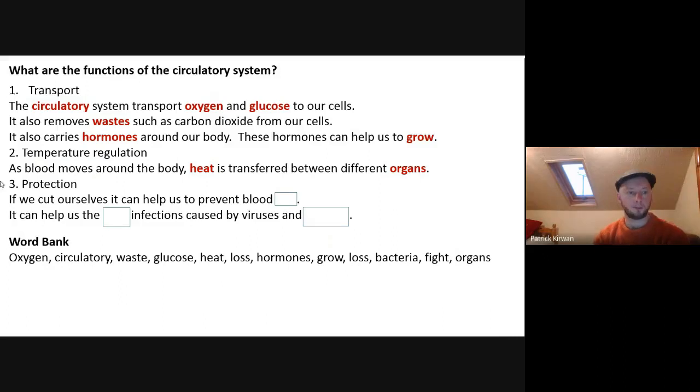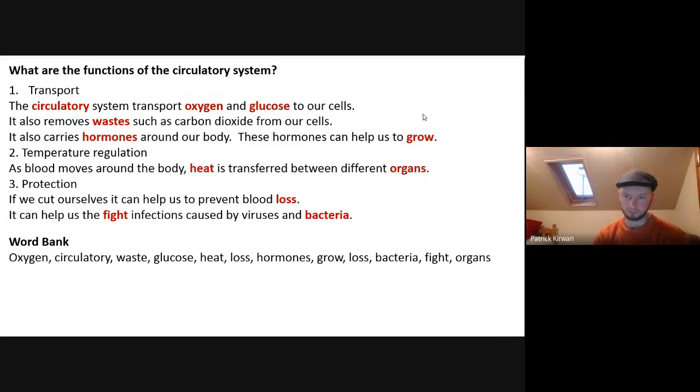Right, protection. If we cut ourselves, it helps us to prevent blood loss. And that's why you get a scab. If you cut yourself, you get a little blood clot, and then it scabs over, and then you grow new skin over that. So that helps protect us from losing loads of blood. And it can help us fight infections caused by viruses and bacteria. So that actually is a little mistake there. Forgive my mistake there. Well done, guys.